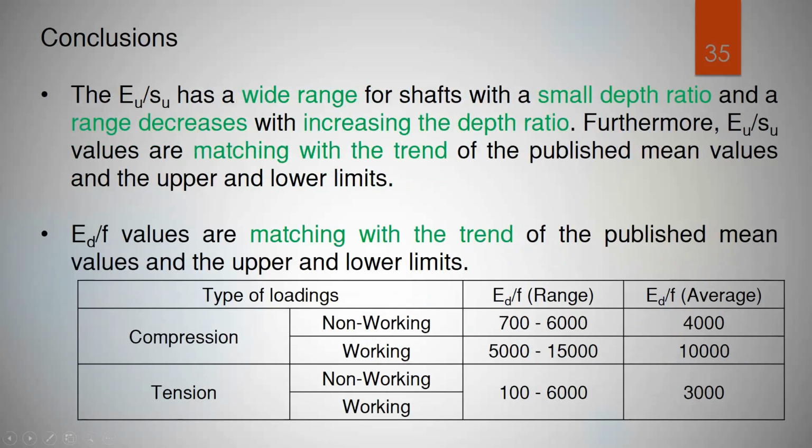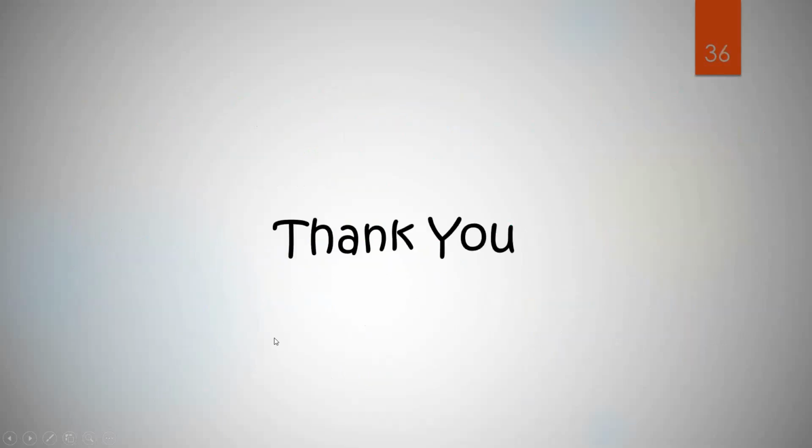Here, the values of E undrained over undrained shear strength have a wide range for small depth ratio, and the range decreases with increasing depth ratio. And furthermore, these values are matching with the trend of upper and lower limits. Finally, the E drained over unit side resistance values match the trend, and we have ranges based on the loading type. Thank you. I hope I did not go too quickly, but the time is very congested.